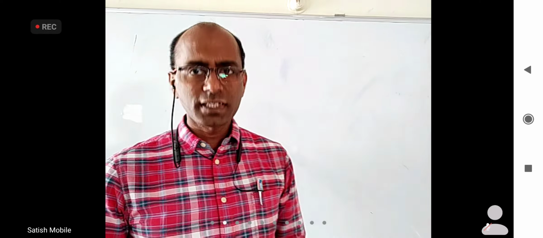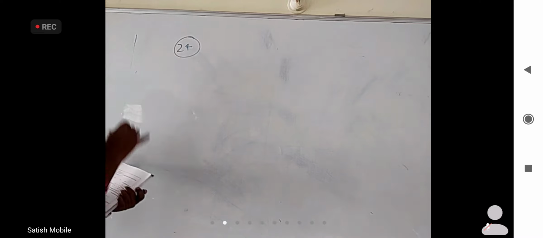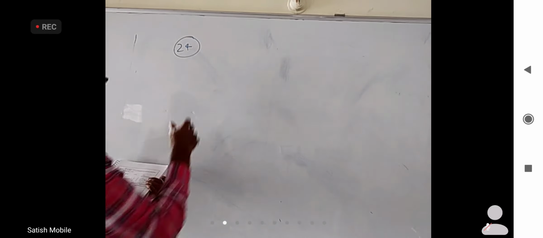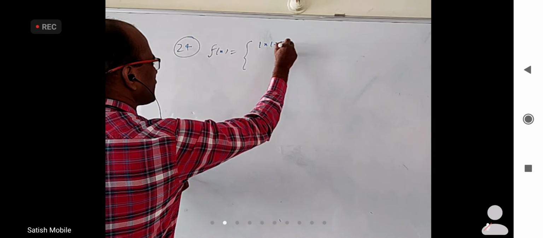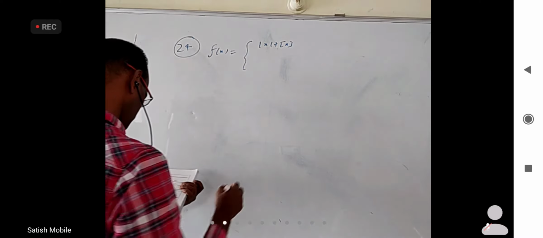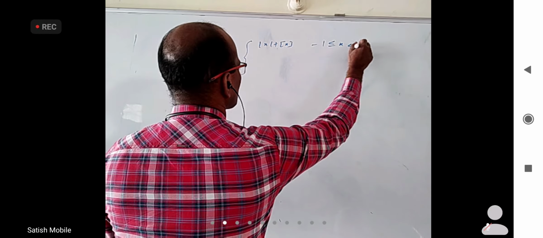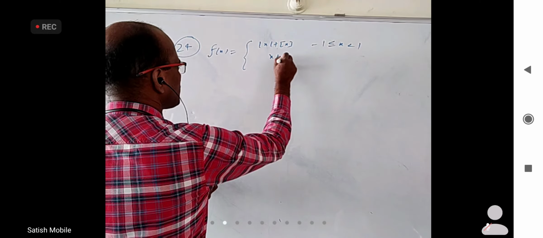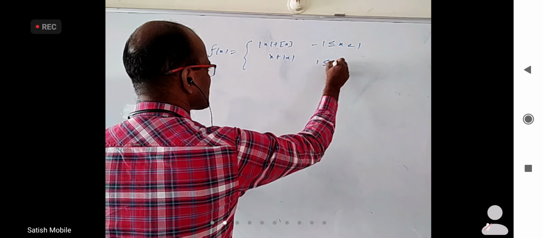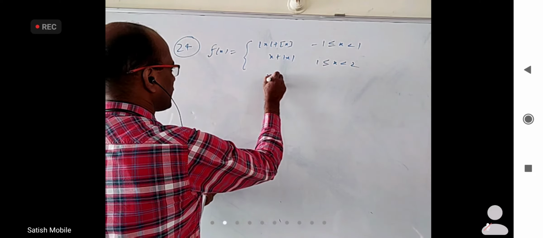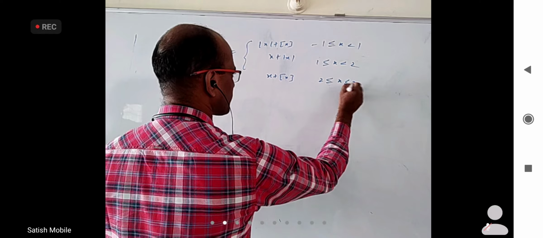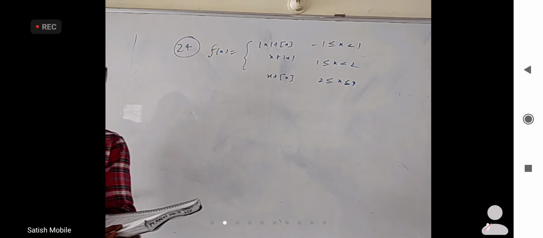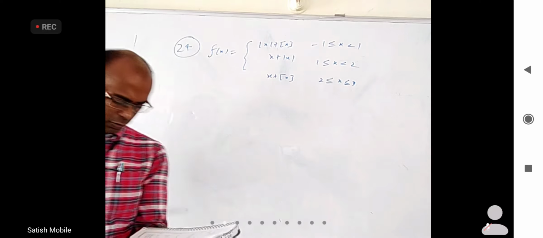Okay, so let me discuss 24. f of x is equal to mod x plus integer part of x, for minus 1 less than or equal to x less than 1; x plus mod x for 1 less than or equal to x less than 2; x plus integer part of x for 2 less than or equal to x less than or equal to 3. At how many points is the function discontinuous, they are asking.